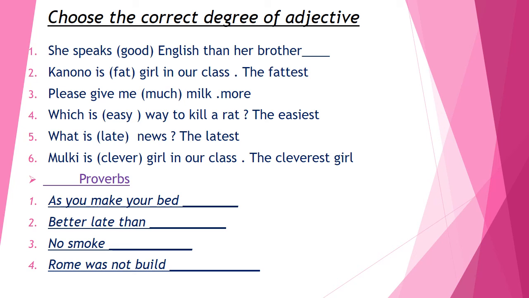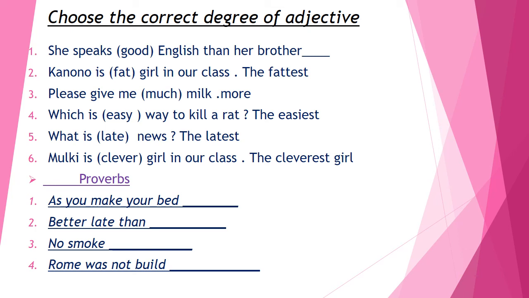A class has many people, so we use the superlative EST plus the. Kanono is the fattest girl in our class. Please give me dash milk. We say, class 5, please give me more milk, because we have much.